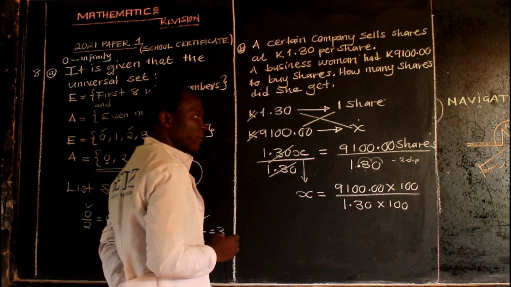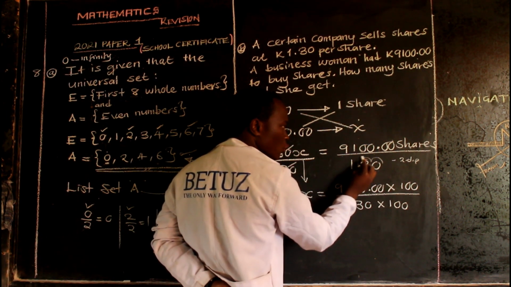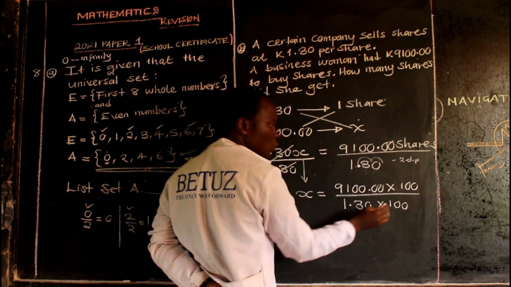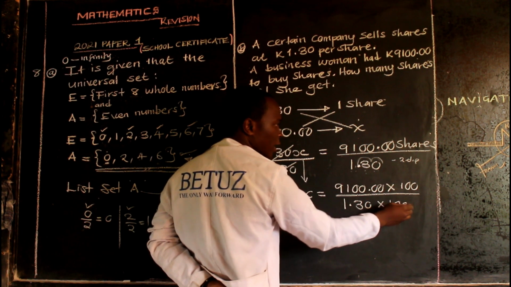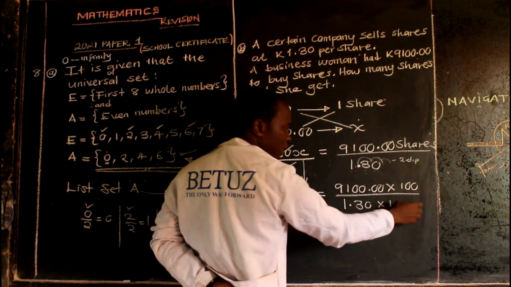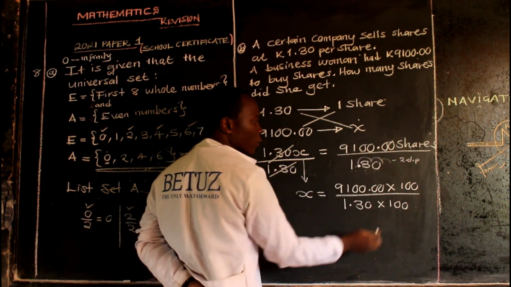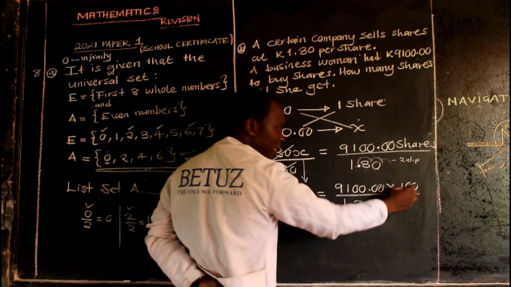Where is this 100 coming from? We have got how many decimal places? We have got 1, 2. So I decided to put 2 zeros. If we had, let's say, 3 decimal places, we could have added 3 zeros. If we had 1 decimal place here, we could have multiplied by 10.